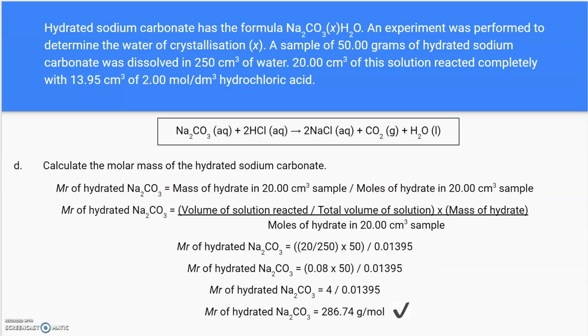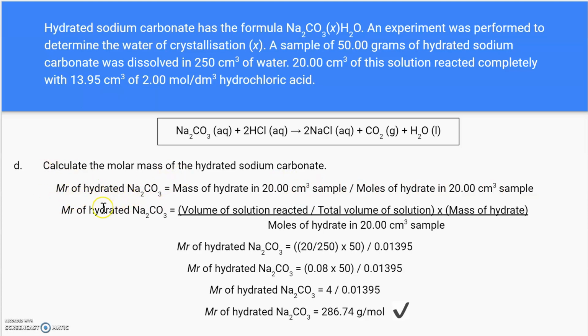Now part D is a little bit more extensive, and we need to think a little bit more. It asks us to calculate the molar mass of the hydrated sodium carbonate. So in general terms, we know that molar mass is equal to mass divided by amount. Why? Because mass is given in grams, amount is given in moles, and in the end you have the units of grams per mole, which is exactly the units that molar mass is expressed in.